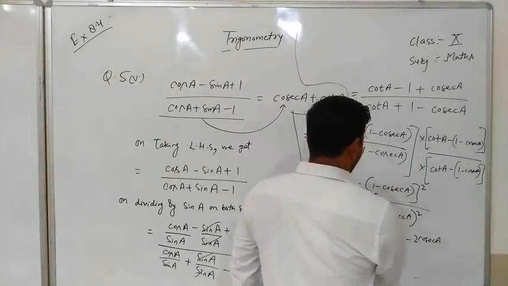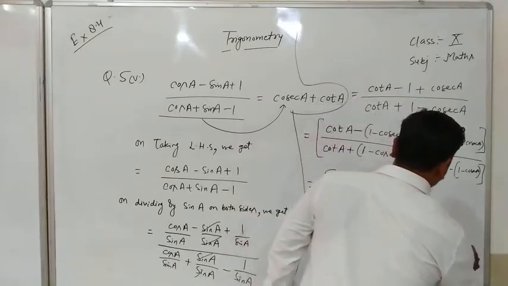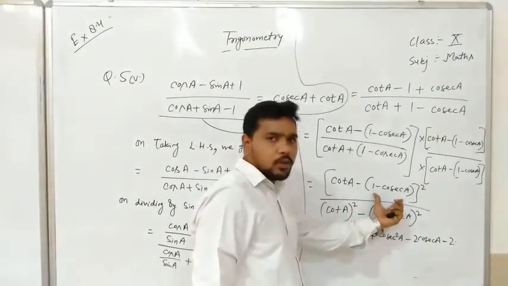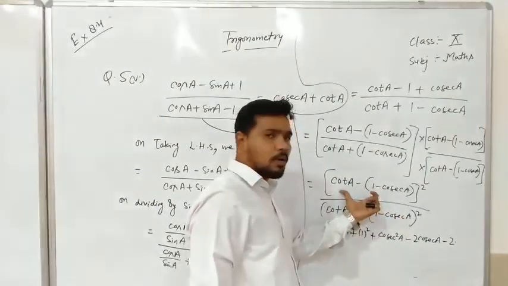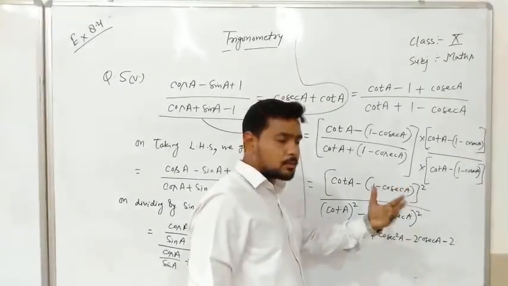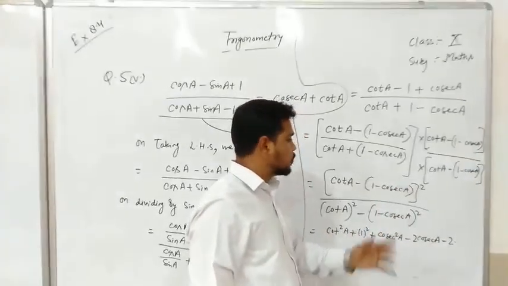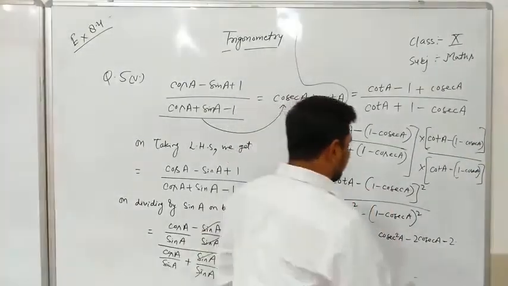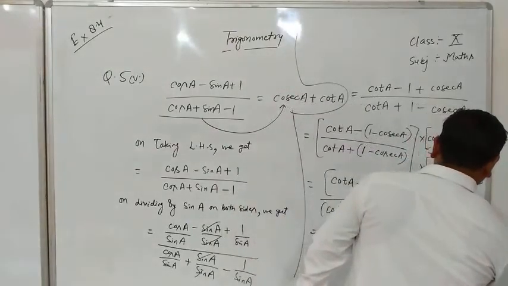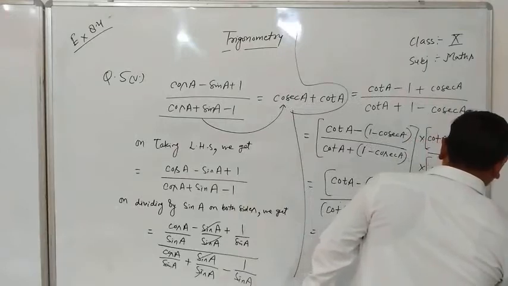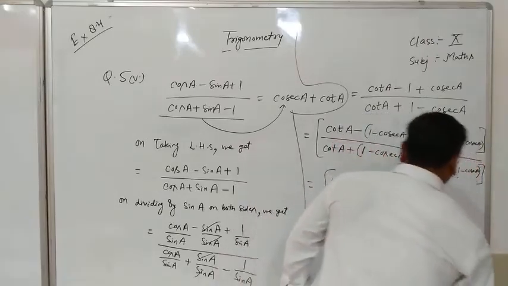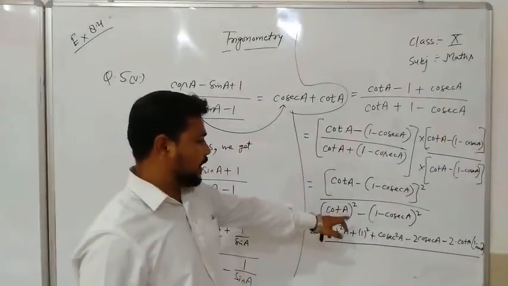A minus B whole square, A square plus B square minus 2 into, we will open this also. We are opening that part in the form of A minus B whole square, and we will open this portion also as A minus B whole square. So we will put A minus B square in this and this one also. So the last thing is 2 cot A into 1 minus cosec A, and at the last cot A square minus this.